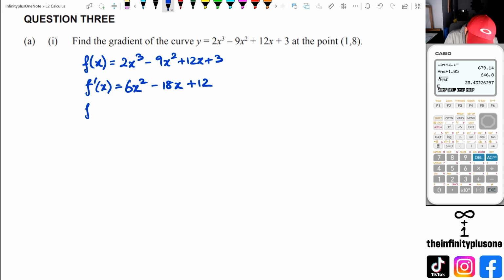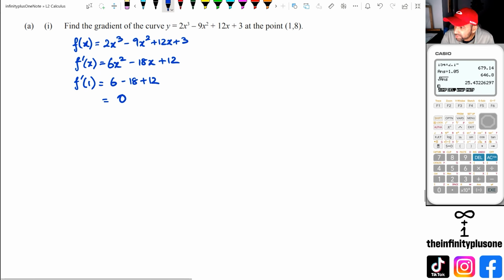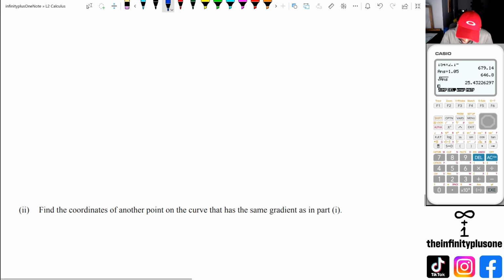Now we need to find the gradient at x equals 1. So we've got 6 times 1 squared minus 18 times 1 plus 12. And that's going to give us a gradient of 0. Now I think this one here is worth derivative found, and correct gradient is worth achieved. Going to the second part of the question.